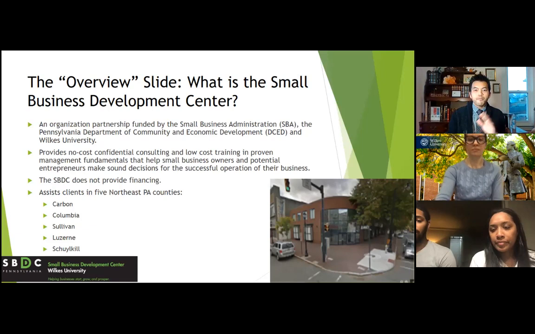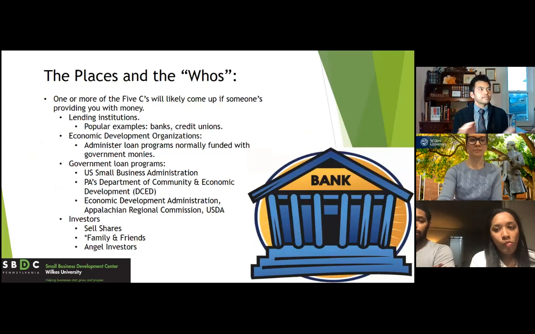Each SBDC is broken down territory by territory, region by region. And you'll see up here are the 5 counties that we serve in Pennsylvania. All right, so now I just want to go into the who's and the places that are interested in the whole 5 C situation, all right?